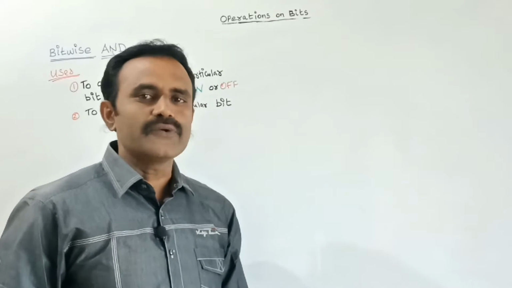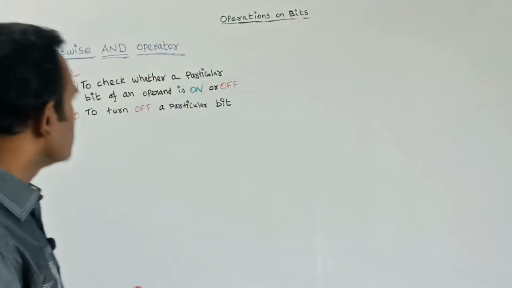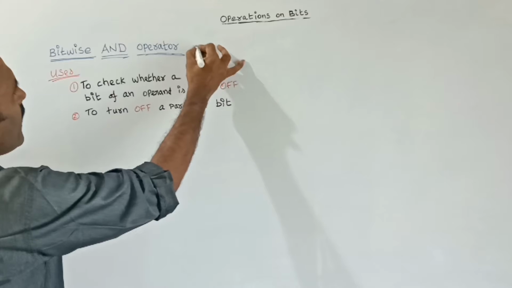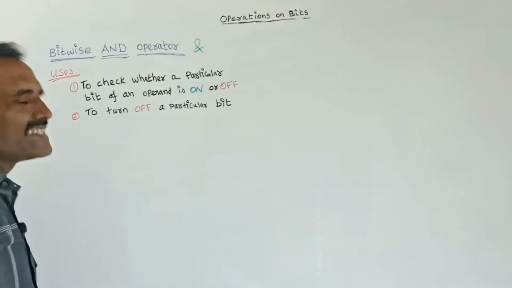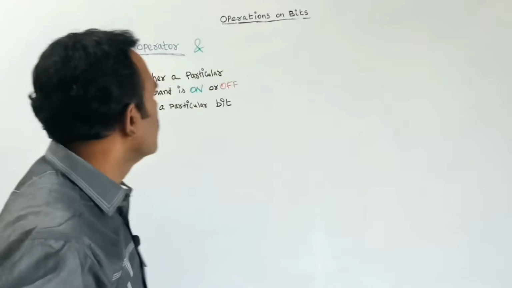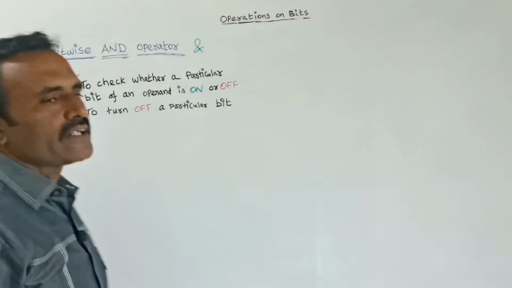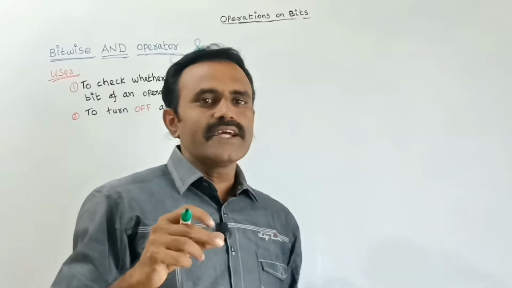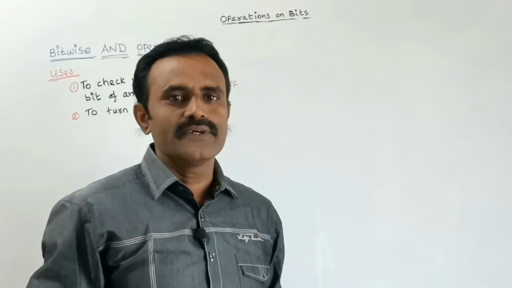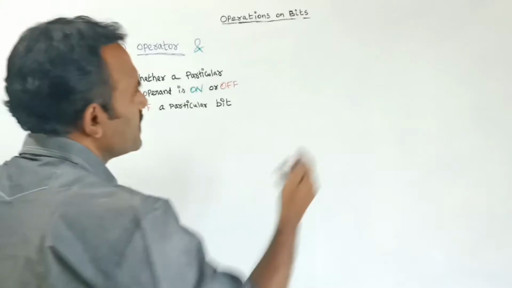Hi guys, now we are going to see the topic about the bitwise AND operator. We can refer to it with the ampersand symbol. The single ampersand is used for the bitwise AND operator. With the help of this bitwise operator, we can check whether a particular bit of an operand is on or off. For example, let us assume the variable name is A.